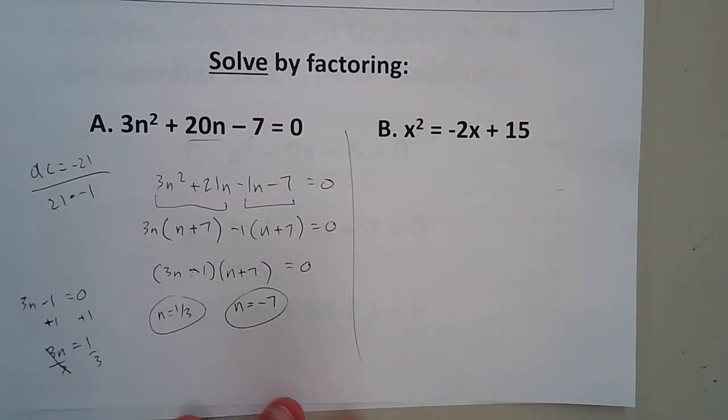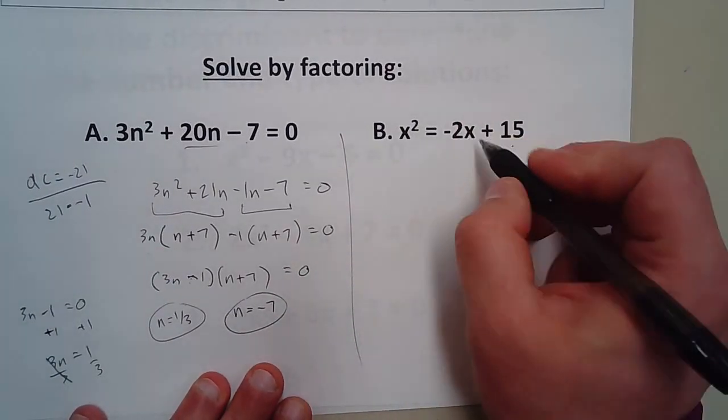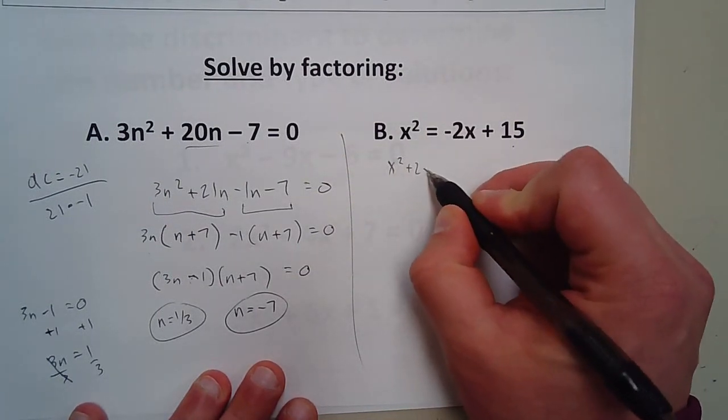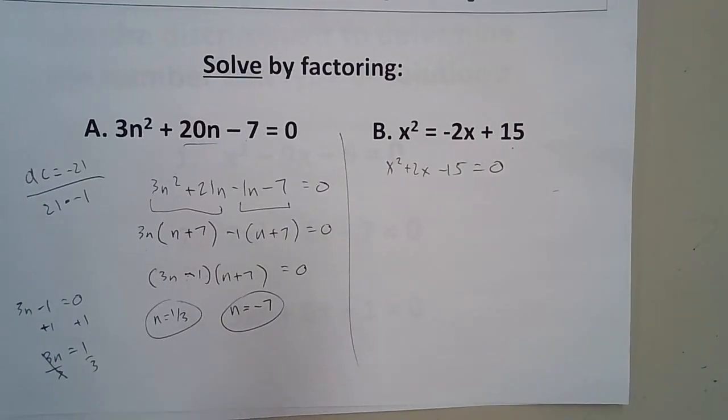Okay, so now we jump over to here. And once again, the problem with this one is it's not in standard form. So we're going to need to move these two parts over. So I'm going to keep my x squared where it is. I'm going to add the 2x over. I'm going to subtract the 15 over. So now I'll have 0 on this side.